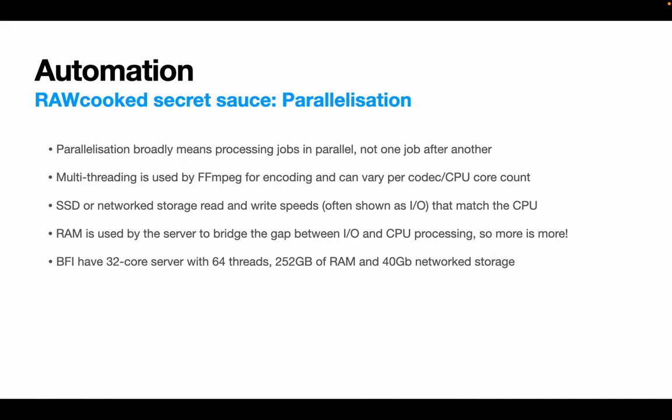So at the BFI, we use a 32-core server, which has 64 threads. It also has 252 gigabytes of RAM and network storage, which sends and receives across a 40 gigabit Ethernet connection. We found this allows approximately 20 parallel 4K RAWcooked jobs to run, amongst other non-encoding script processes. And it virtually always keeps it near to full capacity when all 20 are going at once.